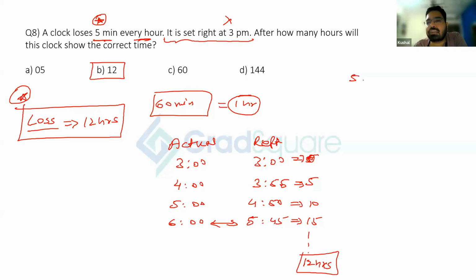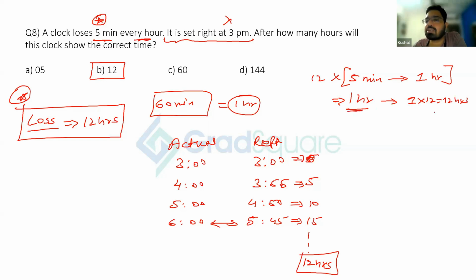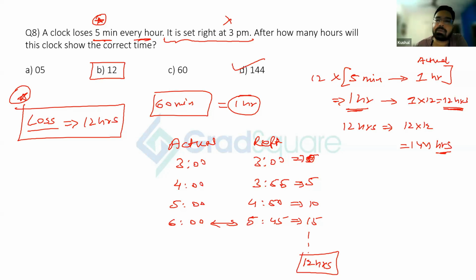Now understand this thing. In order to lose 5 minutes, it requires how much time? It requires 1 hour of actual time. That means in order to lose 1 hour, it will require how many hours of actual time? It will require 12 hours of actual time, so I'm multiplying this by 12. If I multiply this by 12, it will give me 1 hour of loss. That happens in 12 hours of actual time. Correct? I need a total of 12 hours of loss. 12 hours of loss will mean 144 hours of actual time. After 144 hours of actual time, it will reflect the correct time again on the clock.